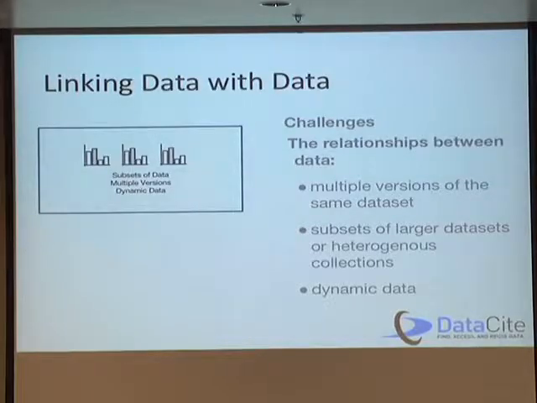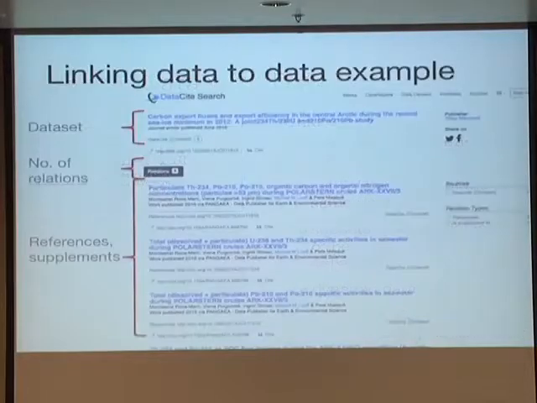Subsets of larger data sets. A lot of times people who are working with really, really big data simply want to cite a very small portion of that data and be able to do that. And also dynamic data, things that come from sensors and are constantly changing all the time. How do you cite that dynamic data? All of these things really relate to each other, but this is one of the things that we're working on with our partners, with CERN and EBI and ORCID.